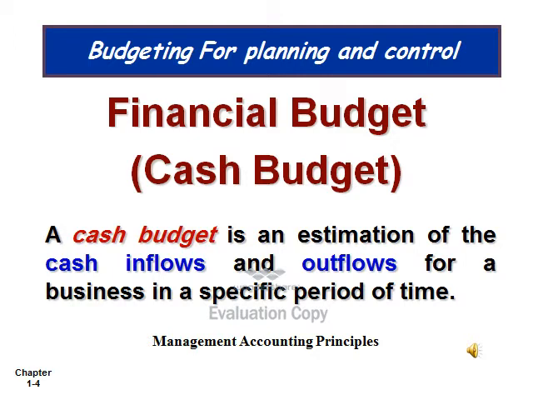The definition of cash budget. A cash budget is an estimation of the cash inflows and outflows for a business in a specific period of time. Cash budget include cash inflows and cash outflows. Cash inflows mean the money you will gain in the next period, and the cash outflows mean the money you will pay in the next period.